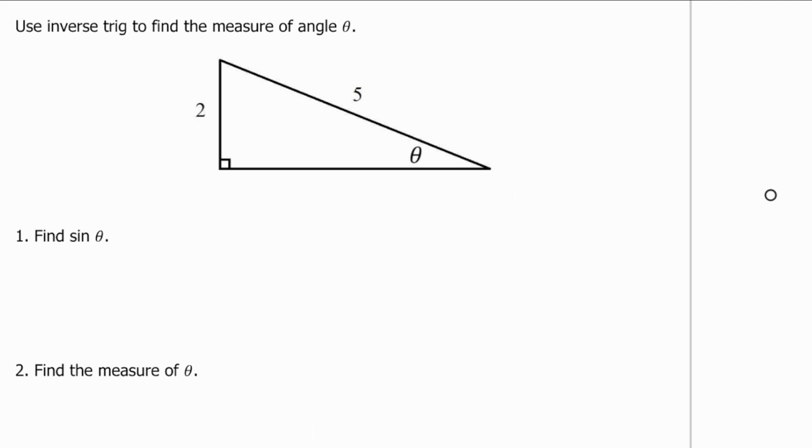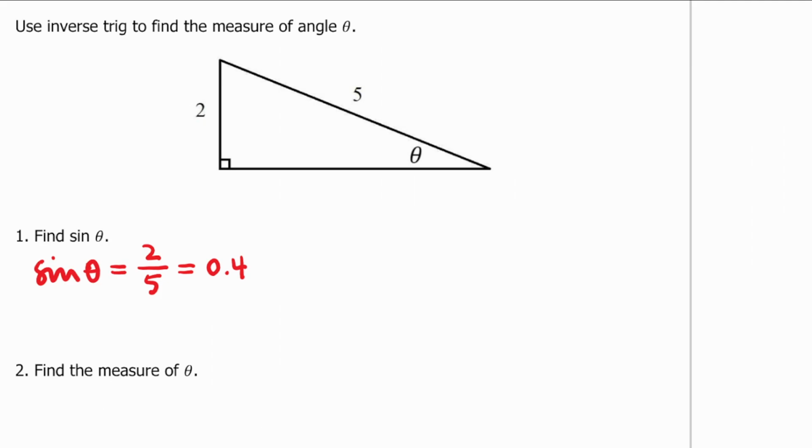There's not really a whole lot of point in me telling you about what we're going to do. I'm just going to jump right in and show you how we're going to do it. We're going to use inverse trig to find the measure of angle theta. We can start by finding sine of theta because we have an opposite and a hypotenuse. Sine theta, which is opposite divided by hypotenuse, is going to be 2/5. We can say that's 0.4.